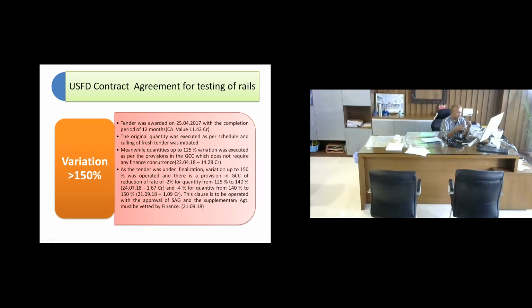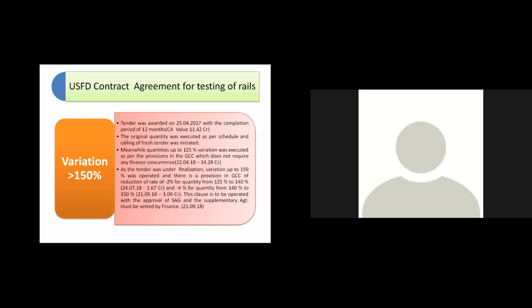The original quantity was executed as per schedule and calling of the first tender was initiated. And as usual, we went up to 125% variation. So the time was almost April 18 and the value went up to 14.25 crores. The tender was under finalization, so we went up to 140% with the approval of the SAG officer and whatever we need to do for going for such variation, and a supplementary agreement was executed.